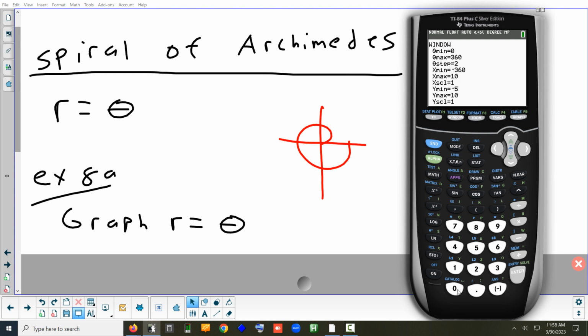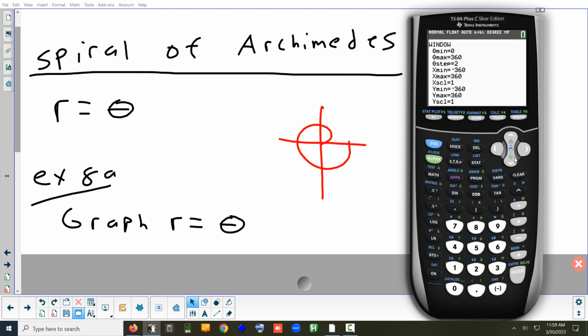So let's go negative 360. We don't need quite this much, but it's okay. Now, is it going to look proportional if I set everything to 360? No, it's going to distort it, so it's not going to look exactly the way it should. I should multiply by 1.6 if I want to set a square window, but I'm not worried about that. There you go. That's one spiral.